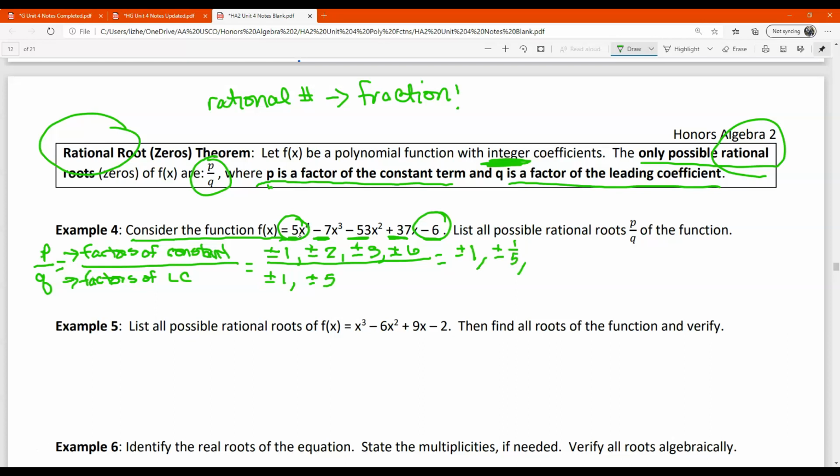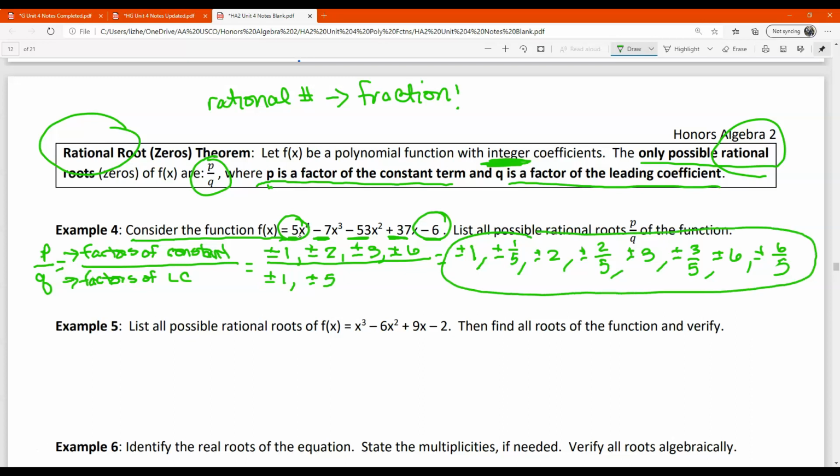I can have 2 over 1, which is plus or minus 2. Or I could have 2 over 5, which is plus or minus 2 over 5. I can have 3 over 1, which is plus or minus 3. And I can have 3 over 5, which is plus or minus 3 over 5. I can have 6 over 1, which is plus or minus 6. And I can have 6 over 5, which is plus or minus 6 over 5. These are the only possible rational roots of this function.